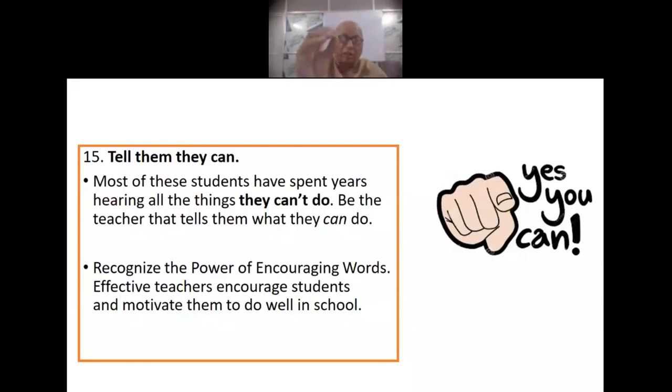The whole world is saying, you cannot pass. You cannot do it. Parents are saying, you will fail, you are not worth anything. But they would like to hear words from their own teachers. Beta, you can. I will help you. I will guide you. You also do your best. You can. This is the power of encouraging words.